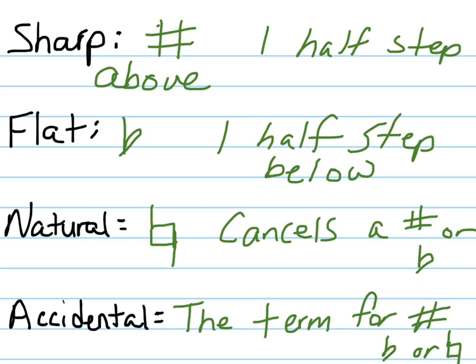Alright, so a sharp looks kind of like a pound sign, right? It's one half step above. And a flat is the opposite. It's one half step below.